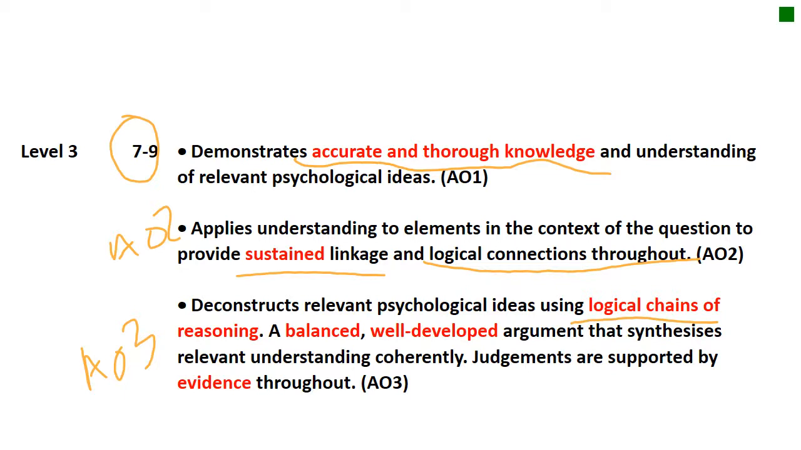So we've got our logical chains of reasoning. So we know that our whole structure for this is going to be the Wally weave. Don't forget the Wally weave. So we're going to have AO1, AO2, AO3. It's also got to be balanced. That means that you've got to talk about strengths as well as talking about weaknesses. It's got to be well developed. So remember our sentence starters. This is a strength because, this is a weakness because.